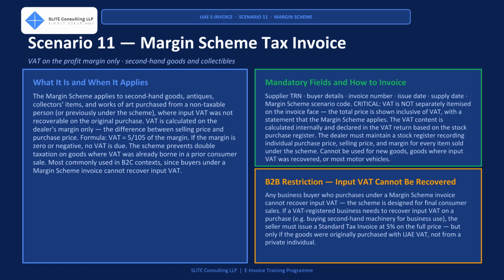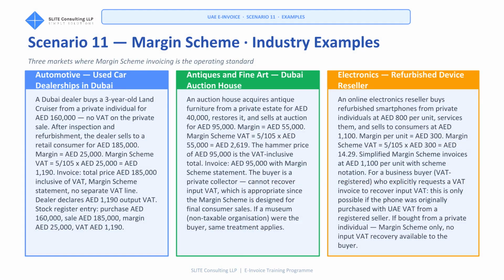And the B2B restriction matters. Any business buyer purchasing under a margin scheme invoice cannot recover input VAT. The scheme is designed for final consumer sales. Examples next. 3 markets where margin scheme invoicing is the operating standard.